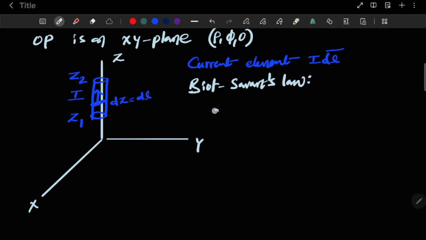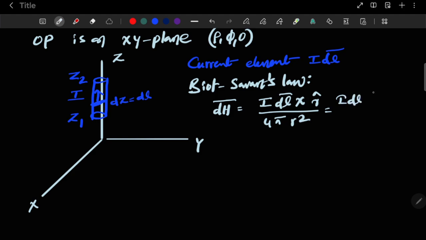So as per Biot-Savart's law, dH bar is equal to I dl cross r cap by 4 pi r square. This unit vector r cap you can write as the vector r bar by magnitude of r. So you can write I dl bar cross r bar by 4 pi r cube.